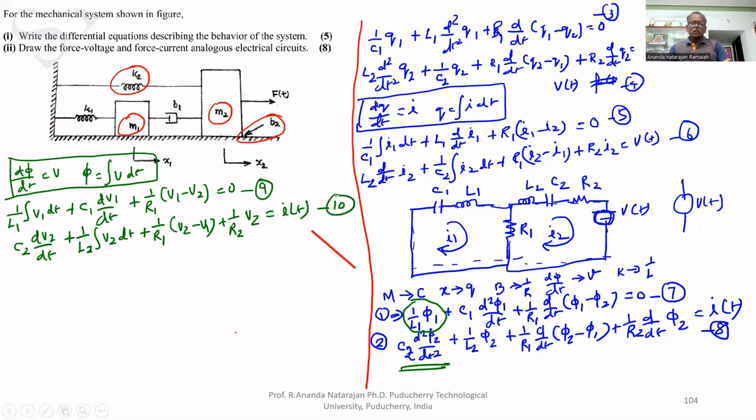This is for the nodal equation. How many nodal voltages are there? Two nodal voltages are there. One is V1, another one is V2. For a nodal equation, there will always be a reference. This is the reference.